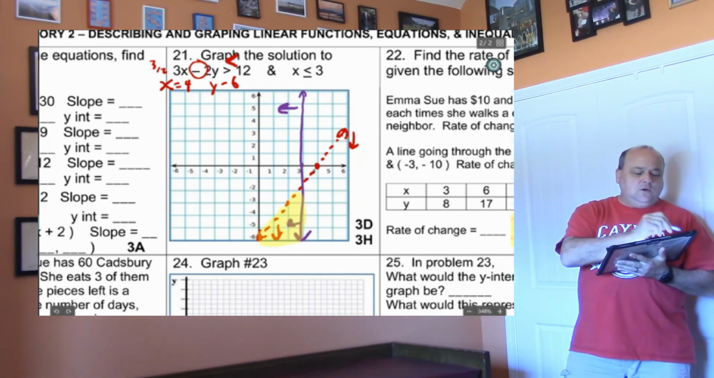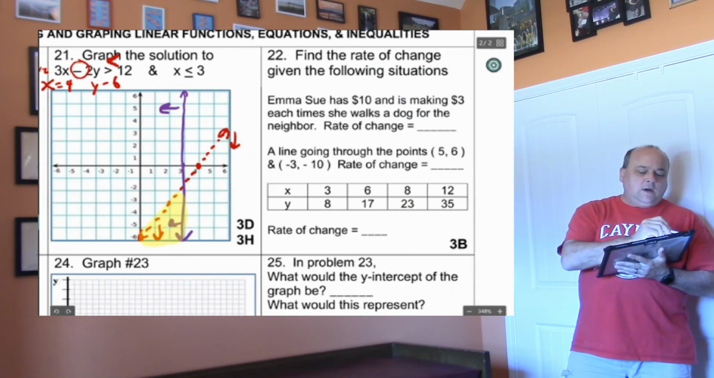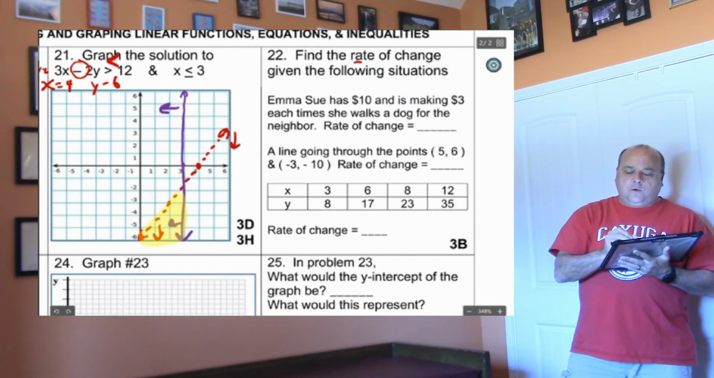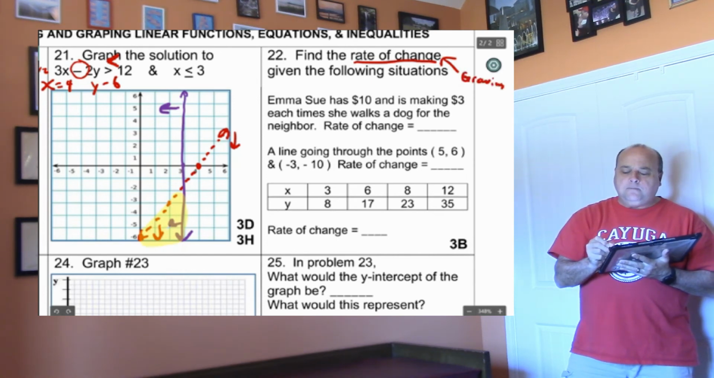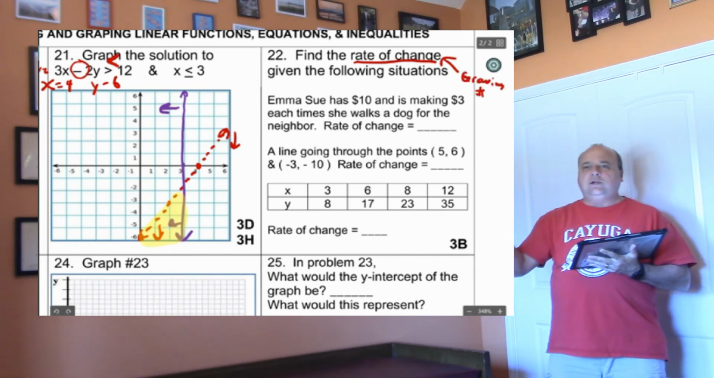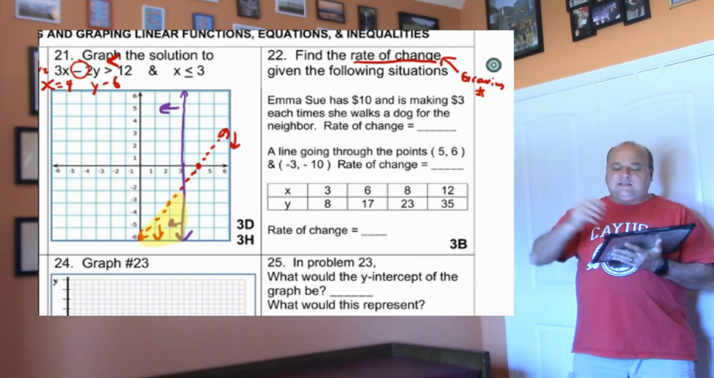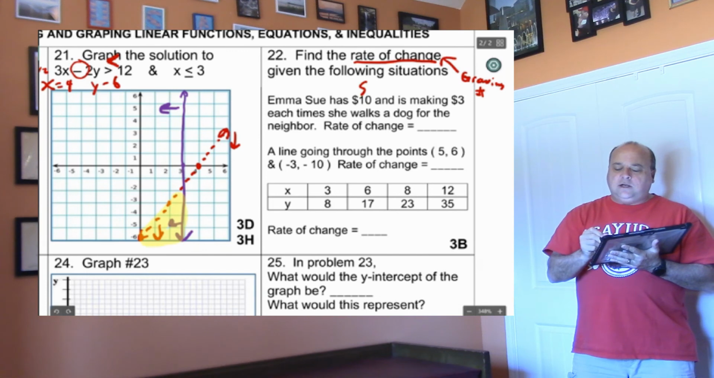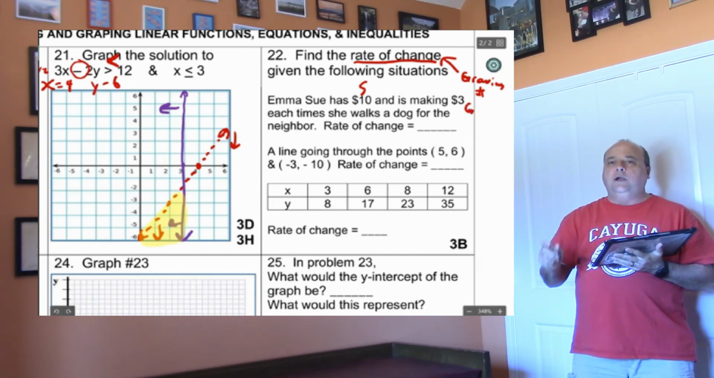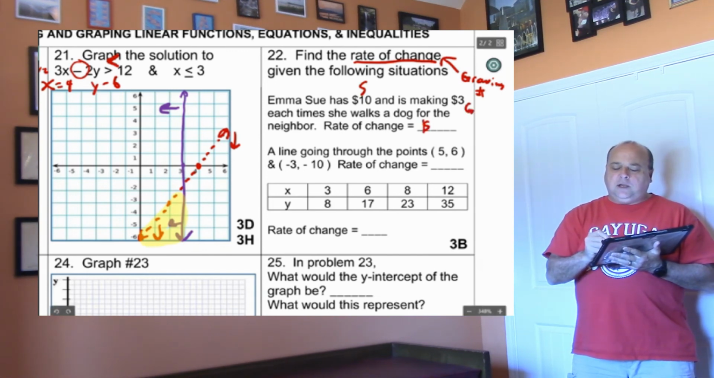Let's go to 22. This is a new problem. On 22, we're trying to find the rate of change, which is just like the growing number, right? So the number that's the growing number is going to be the rate of change. On the first one right there, she has $10. That's the starting number. This is the growing number, isn't it? So the rate of change would be $3 per dog walk.